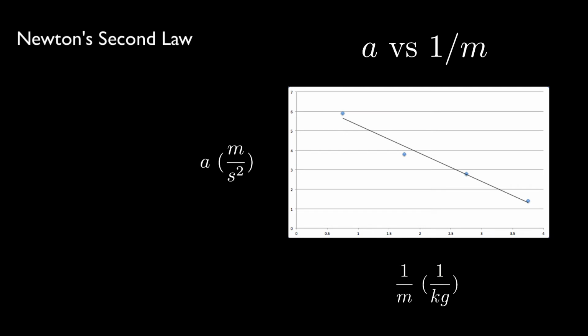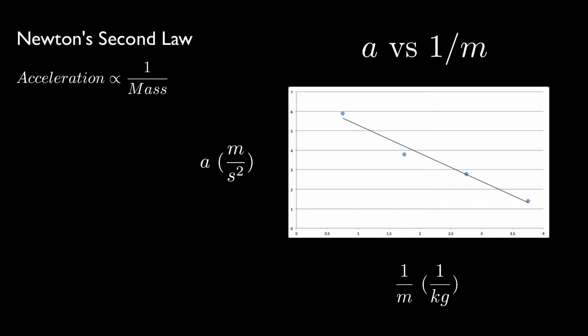So here we've got a graph where we've plotted the acceleration along the y-axis and 1 over the mass on the x-axis. You can see this has got a fairly nice straight line relationship, which is what we're expecting because when we stated Newton's second law the first time, we said that the acceleration was proportional to 1 over the mass. So we'd expect acceleration versus 1 over mass to be a nice straight line.